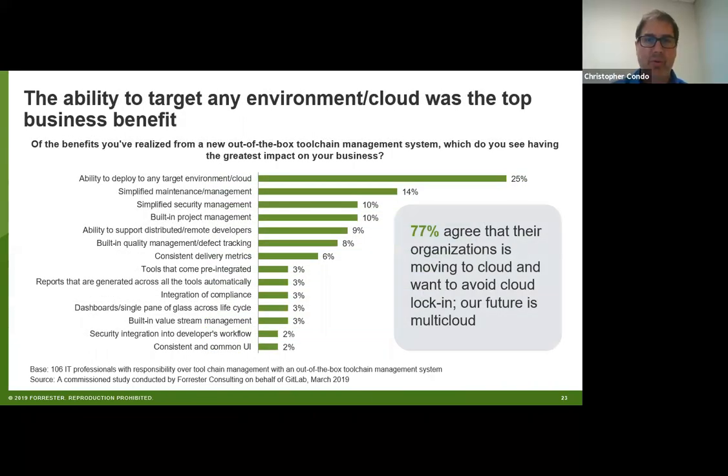I did. So when we asked customers of the benefits you realize from a new out-of-the-box toolchain management system, which do you see as having the greatest impact on your business? I thought it was going to be something about productivity, but it wasn't. It was about the ability to deploy to any target environment or cloud. So 77% agree that their organization is moving to the cloud and want to avoid cloud lock-in. That's really quite interesting. That correlates with that other question we asked: if you see things moving to the cloud, then it's natural that you think having a toolchain that allows you to be multi-cloud is imperative to your business.